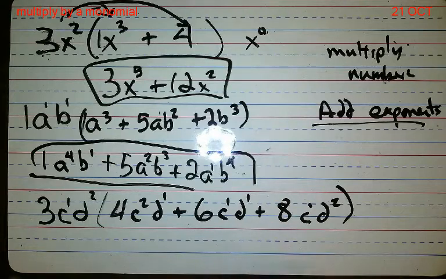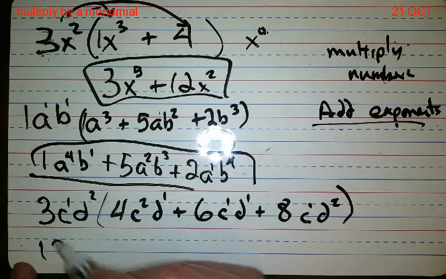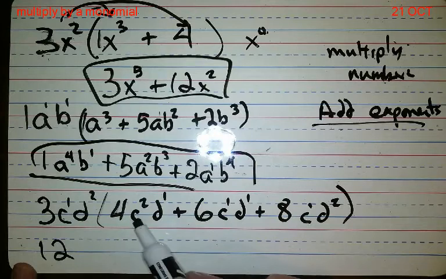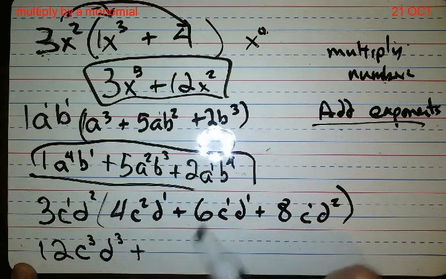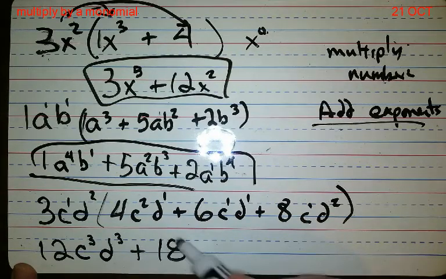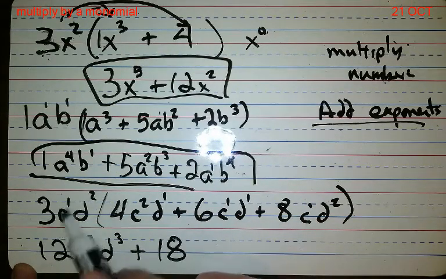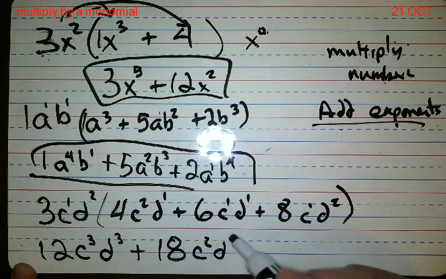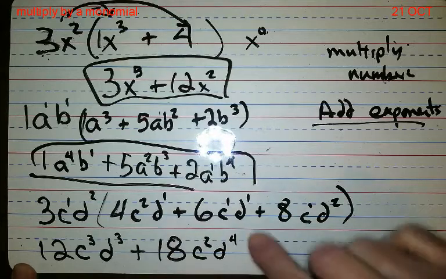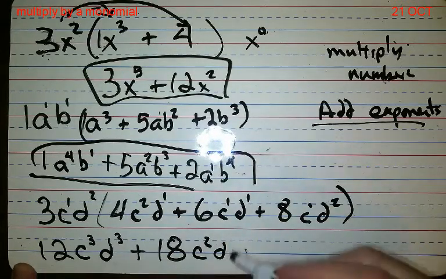That's true. So now, 3 times 4 is 12. No problem. I add the letters, so that makes C to the third. I add this one, that's 2 plus 1, that makes D to the third. So that one's done. And then 3 times 6, that's 18. Woo woo! I add the letters, this is 1. That's 1, so that makes 2. This one's 2, and that's 1, so that makes 4. Where'd I get 4? Ha! 2 plus 1 is 3. There you go.